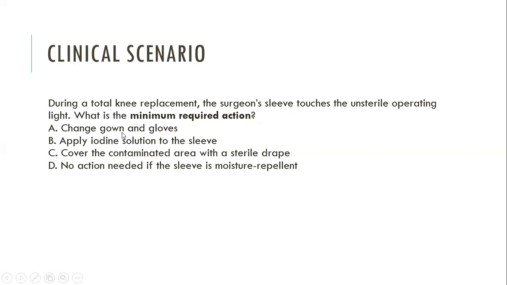Now what you have to do: the options are change gown and gloves, apply iodine solution to the sleeve, cover the contaminated area with a sterile drape, or no action needed because the sleeve is moisture repellent. Again, sterility is broken, so you have to change gown and gloves. Any breach mandates a full gown and glove change.